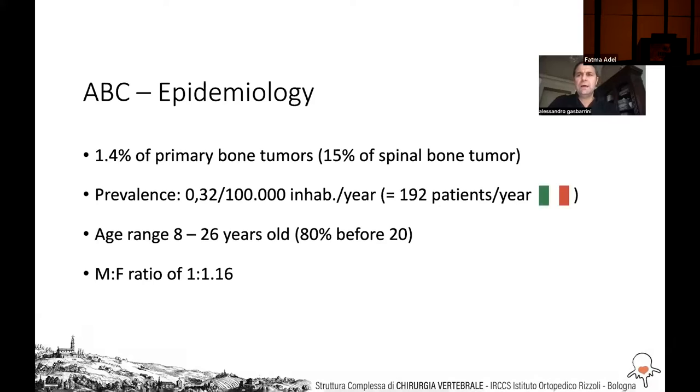Aneurysmal bone cysts are about 1.4% of the primary bone tumors and 15% of all spinal bone tumors. Their prevalence is 0.32 per 100,000 inhabitants per year. We have 192 patients affected every year in Italy. We have young patients. Their age ranges from 8 to 26 years old, and four out of five are patients under 20 years old. And there is a slight predominance of females.